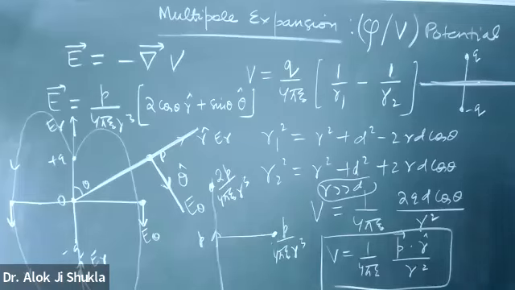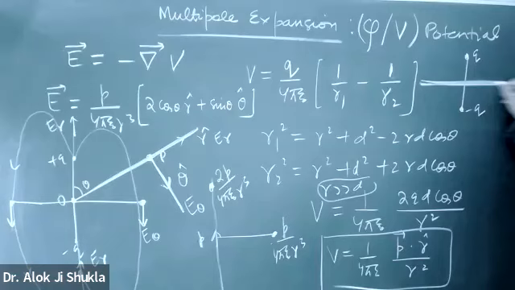This is a good question. Now look carefully: what we did here is like a dipole, and this is the equatorial line, and on the equatorial line the potential will always be zero.